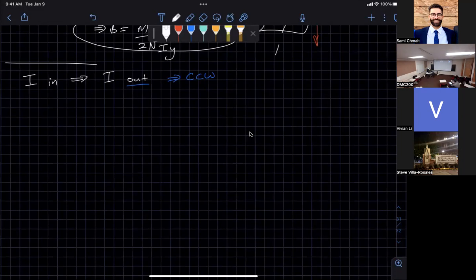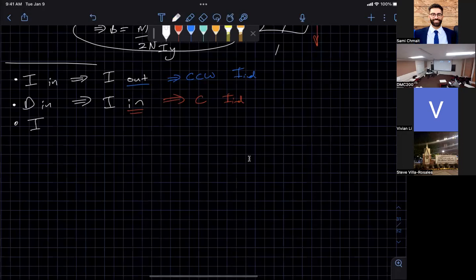Okay, so when we increase I in, we're going to need to oppose that by I out. And whenever we see the word out here, that means counterclockwise. That's scenario number 1. The other one is if you decrease the amount going in, you're going to need to have more going in. So decreased in, more in. Whenever you see in in this second part, it's going to be a clockwise induced current. And then third scenario, if you have increase out, you're going to need to have more in.